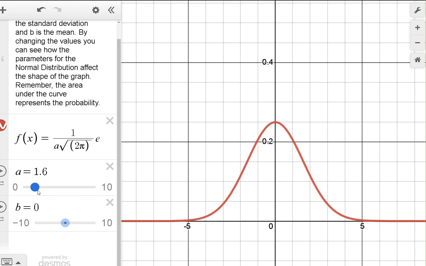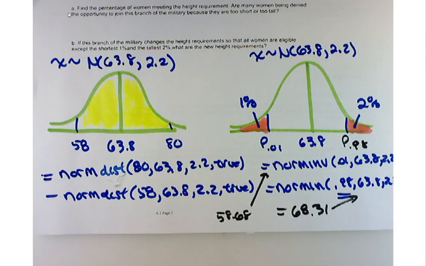Okay, anything else on section 6.2? All right, let's call it a day here, and then you can work on your review.